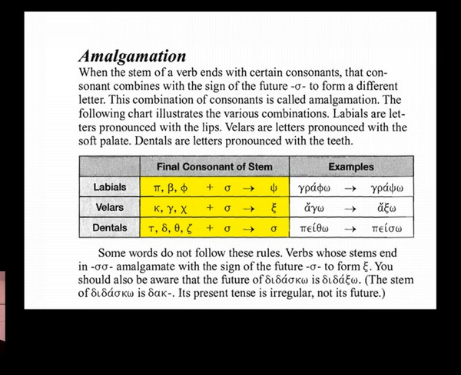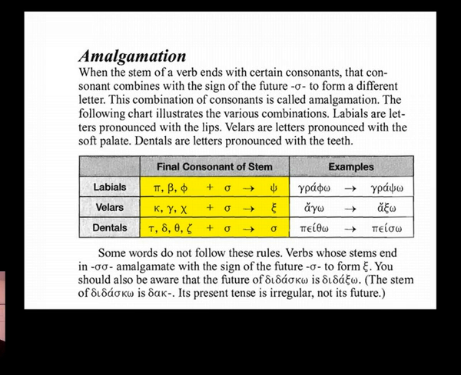The letters kappa, gamma, and chi are pronounced by sending air over the velar palate at the top of your mouth, so they're called velars. Kappa, gamma, chi. When you add a sigma to those letters, you get xi. So ago, I am leading, becomes oxo, I will lead.